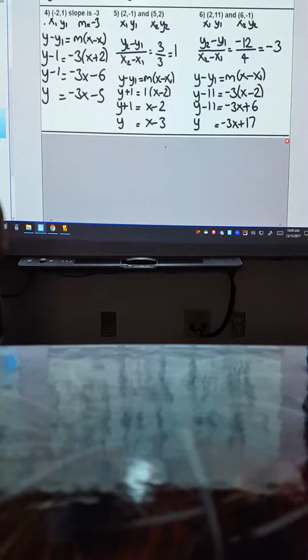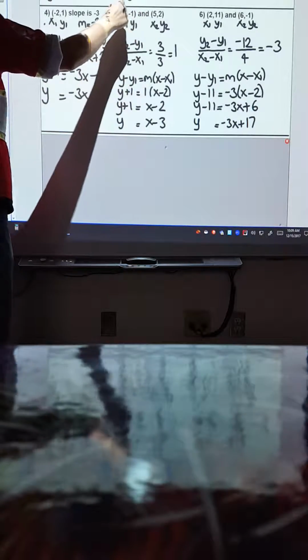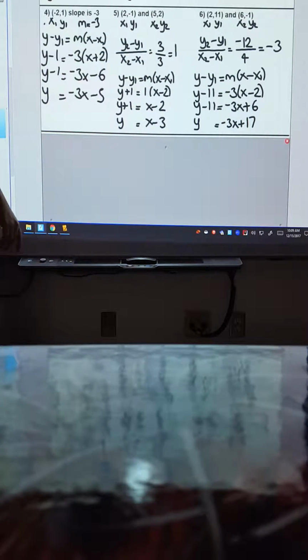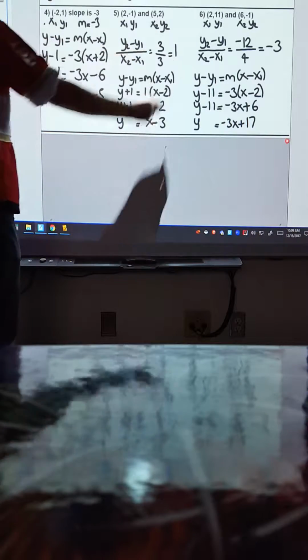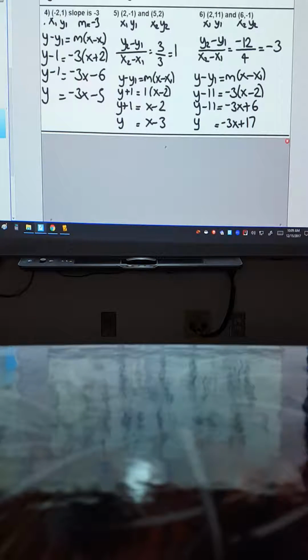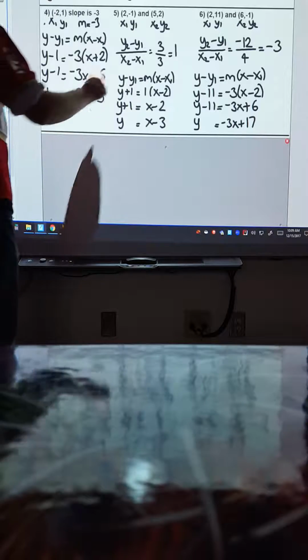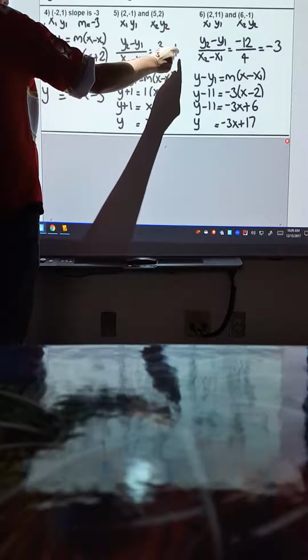So what we did here is 2 take away -1, which was 3, and 5 take away 2, which is also 3. And then make sure you simplify this answer. So 3 over 3 is 1. Once we have that step done, we now have our slope, which is m.